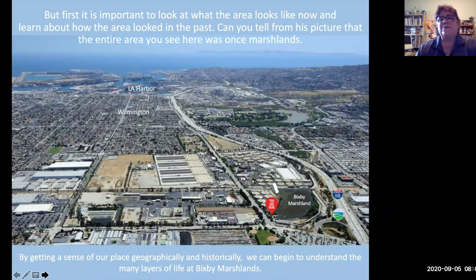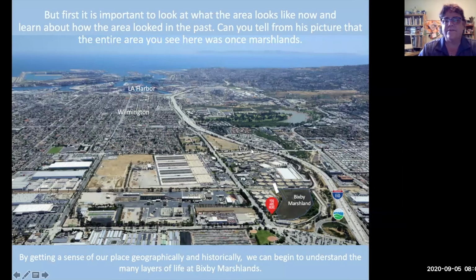But first, it's important to look at what the area looks like now and learn about how it looked in the past. Can you tell from this picture that the entire area you see was once marshlands? It's kind of hard to imagine. Now look for my cursor. My cursor is here, spinning in the middle. So you are right here at Bixby Marshland.